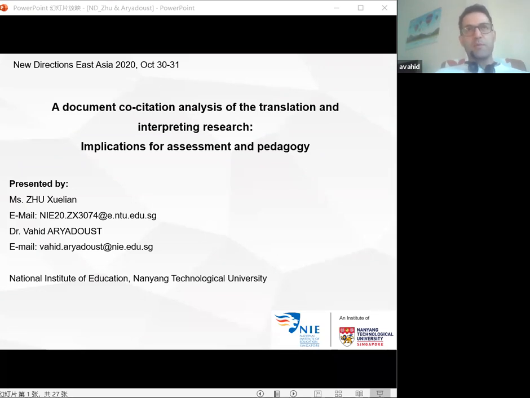What we're doing in this project is we looked into literally any available research paper or book that has been published and been indexed in big databases like Scopus or the Web of Science. What we did was to use a document co-citation analysis method to cluster those studies and to see what kind of themes will emerge from these investigations.